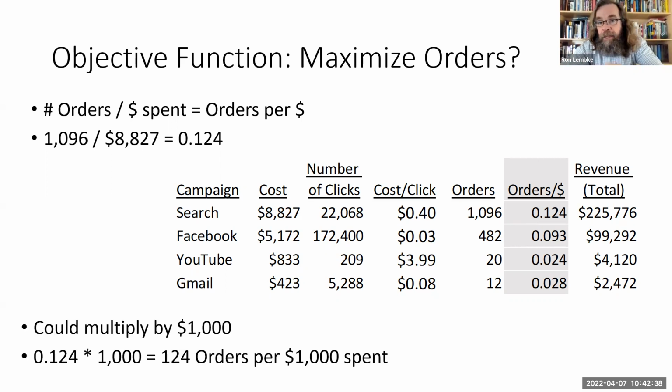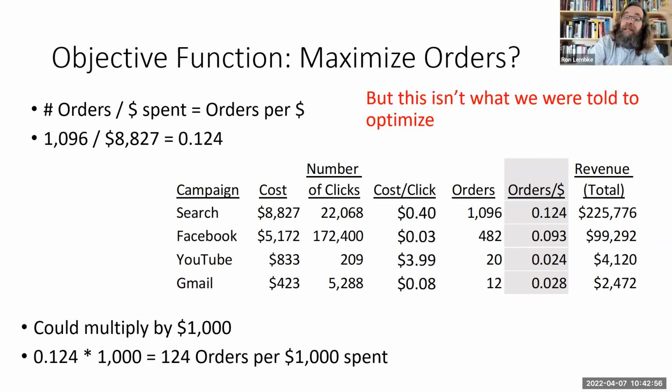It seems a little odd to say every dollar generates 0.124 sales. I suspect if these were your real numbers, you wouldn't want to say that. So you could multiply everything by 1,000 and say we get 124 orders for every $1,000 that we spent. That just seems easier to talk about. But again, this is not what we were told we were supposed to optimize. If we didn't have that revenue column, this would be a perfectly acceptable thing to optimize, but we have revenue. So let's work on that.